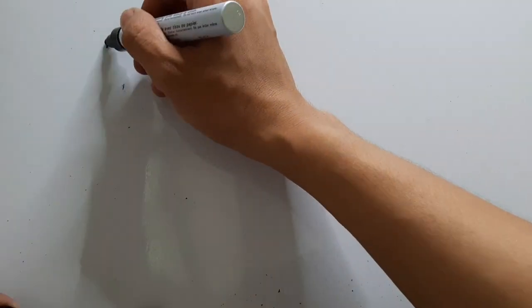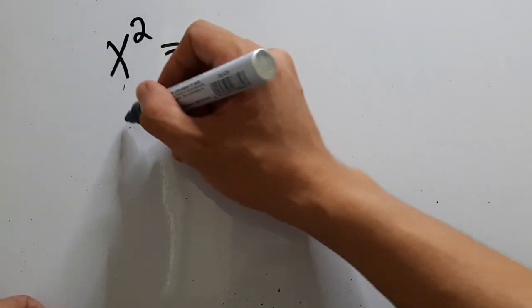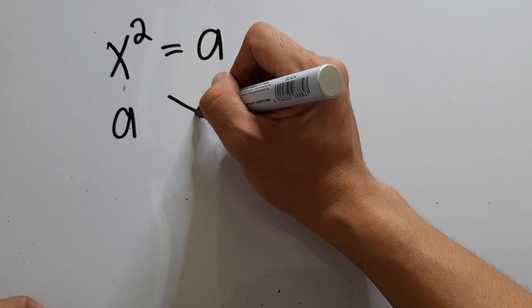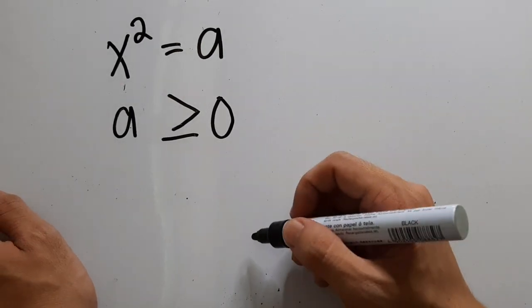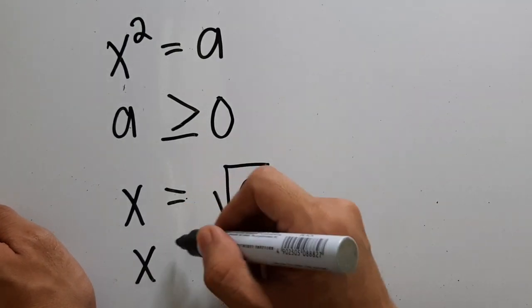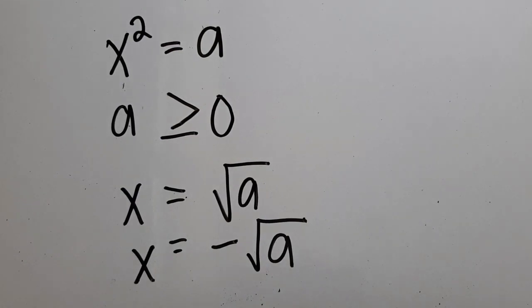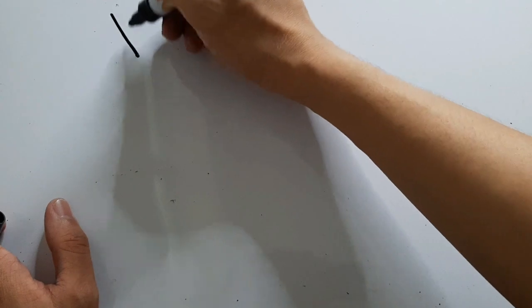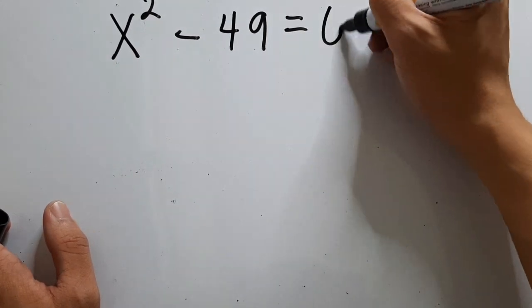So if we have x squared is equal to a, and a must be greater than or equal to 0, then the value of x is equal to square root of a, or x is equal to the negative square root of a. So our answer must be positive and negative value of a. Let us first have a concrete example. Let's have x squared minus 49 equals 0.